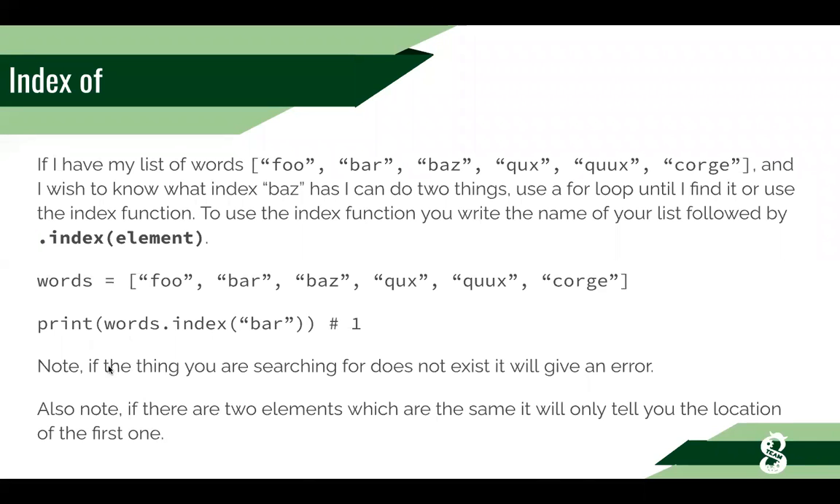And just a few things to note. If the thing you are searching for does not exist, it will give an error. And if there are two elements of the same thing, for example, if you have 2 bars inside of this list, it will only tell you the location of the first one, the leftmost. All right, let's see this in action.